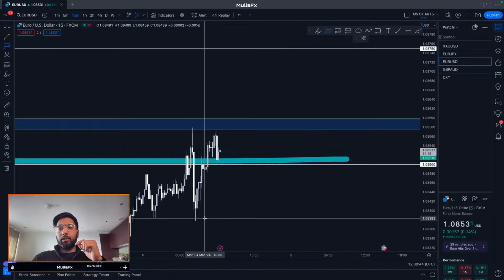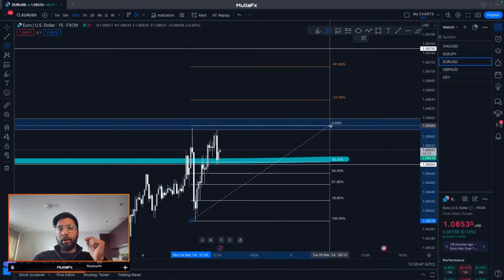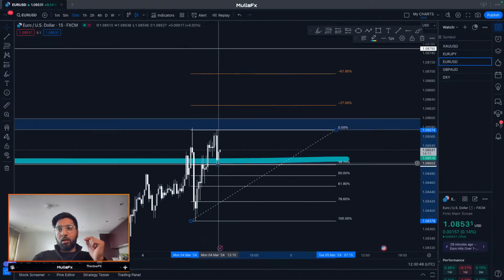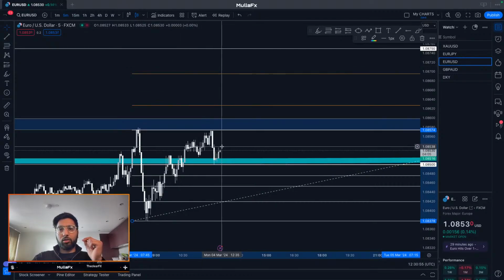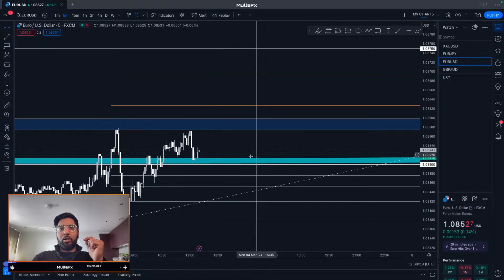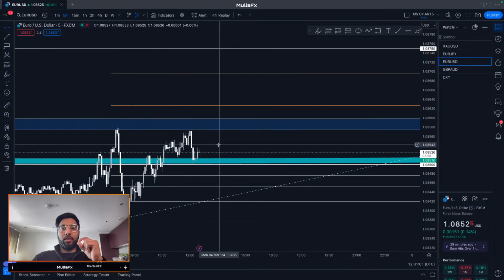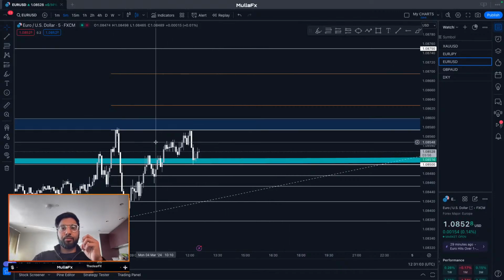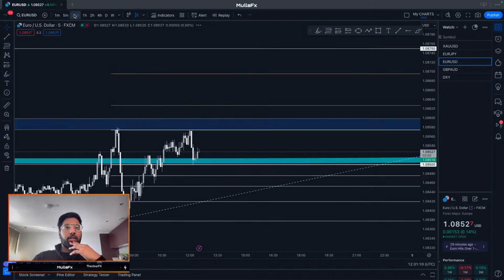Let's have a look at our fib, point A to point B. 38.2. I don't see a strong reversal, so price could continue to go down for a bit, but now that price has done this, we could use this fib. I'm liking it. I'm liking it a lot, guys. I'm definitely looking for buys.